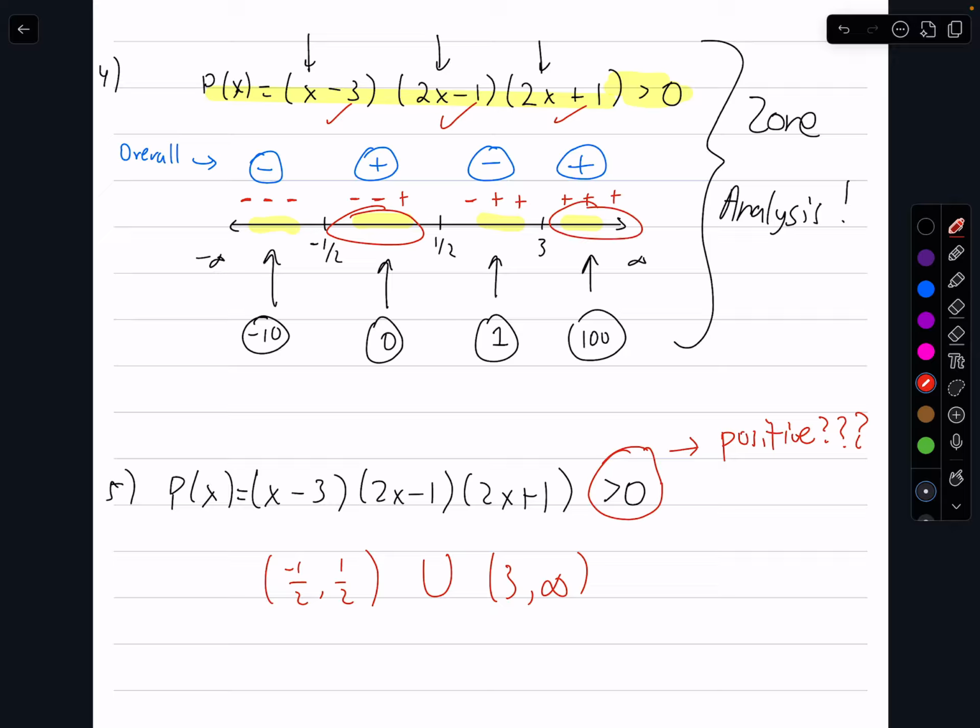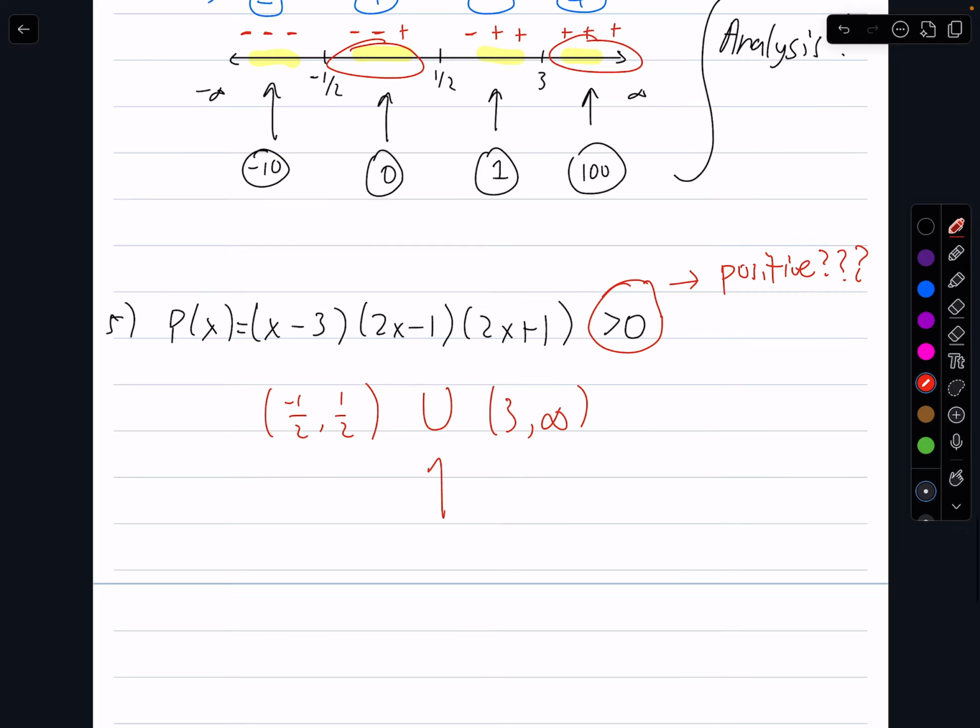Boom and boom. So this is why it's important to understand what the question's asking, because if the question said less than 0, then it would be the other 2 zones. It would be from negative infinity to negative a half and a half to 3. But because it asks for the positive, we have to actually determine where it is on that sense.